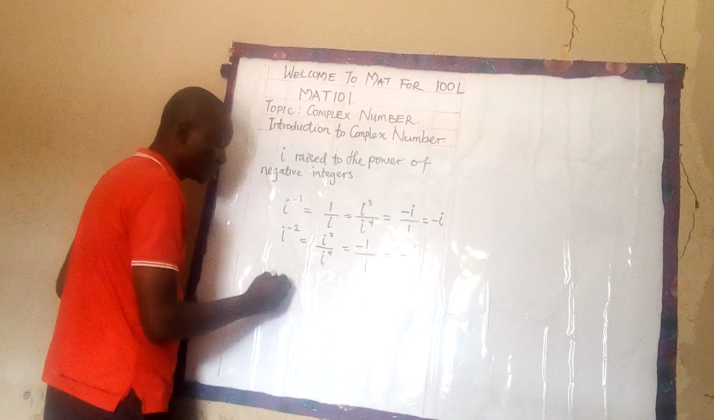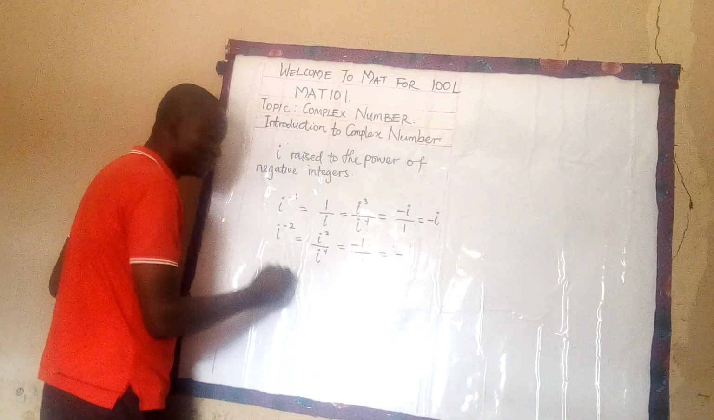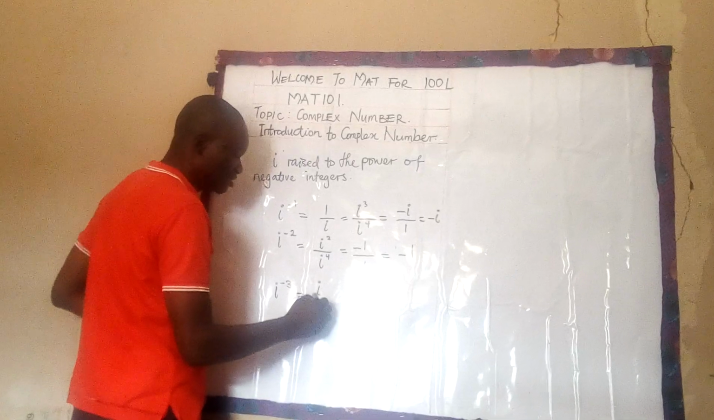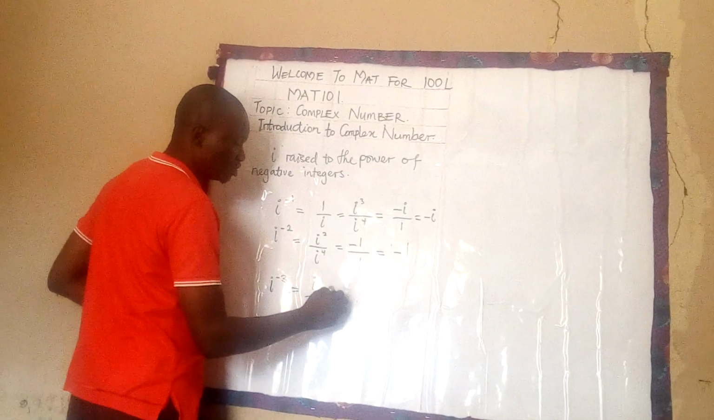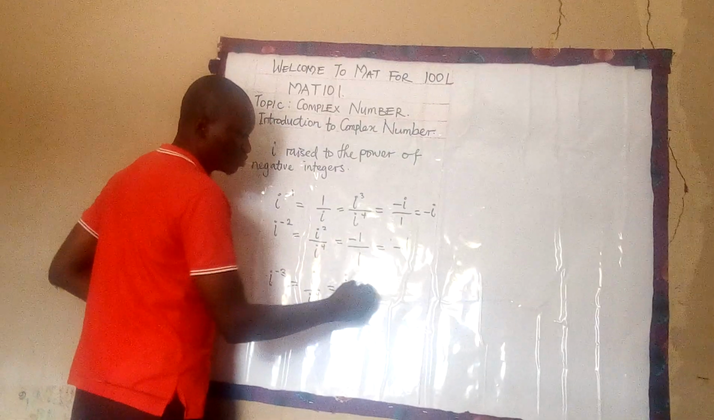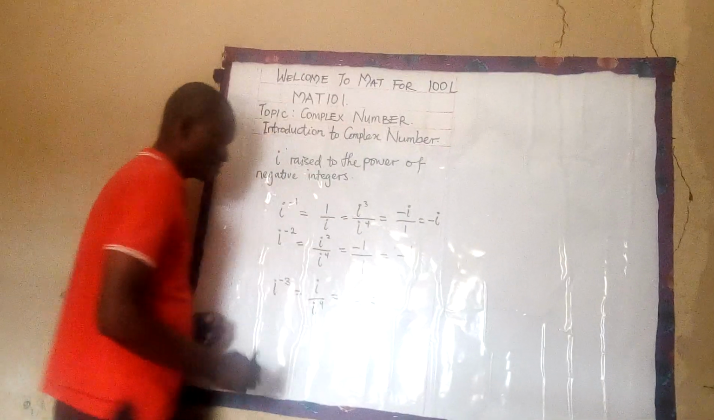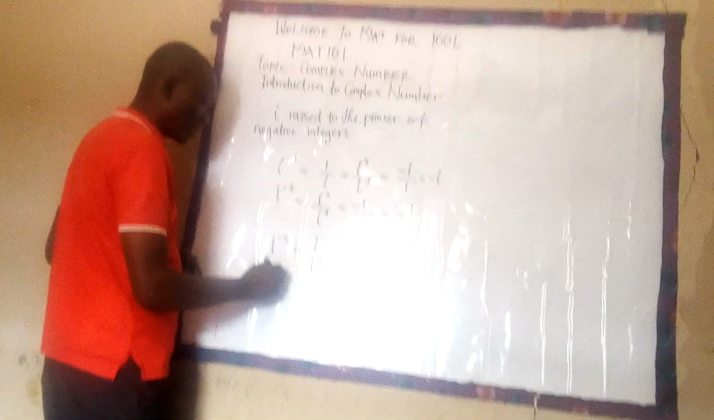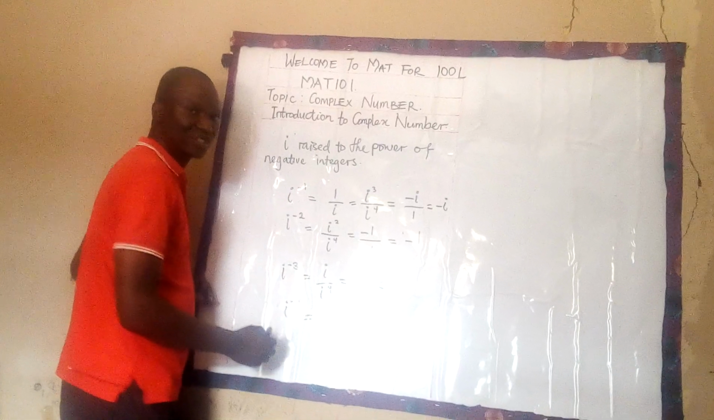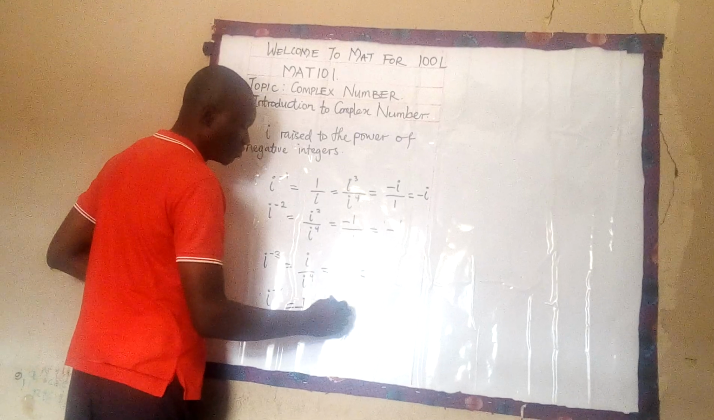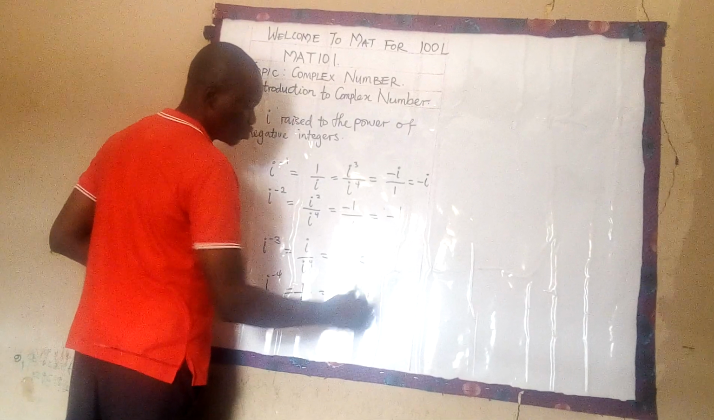The next thing we're going to check is i raised to the power of negative 3. What is i raised to the power of negative 3? It can be written as i all over i raised to the power of 4, which is equal to i over 1, which is i. Then i raised to the power of negative 4 can be written as 1 all over i raised to the power of 4, which is equal to 1 over 1, which is equal to 1.